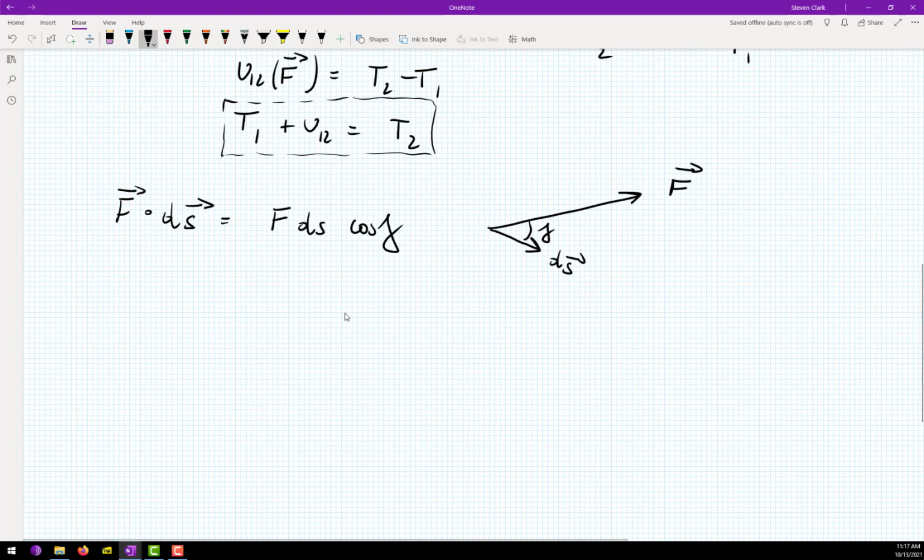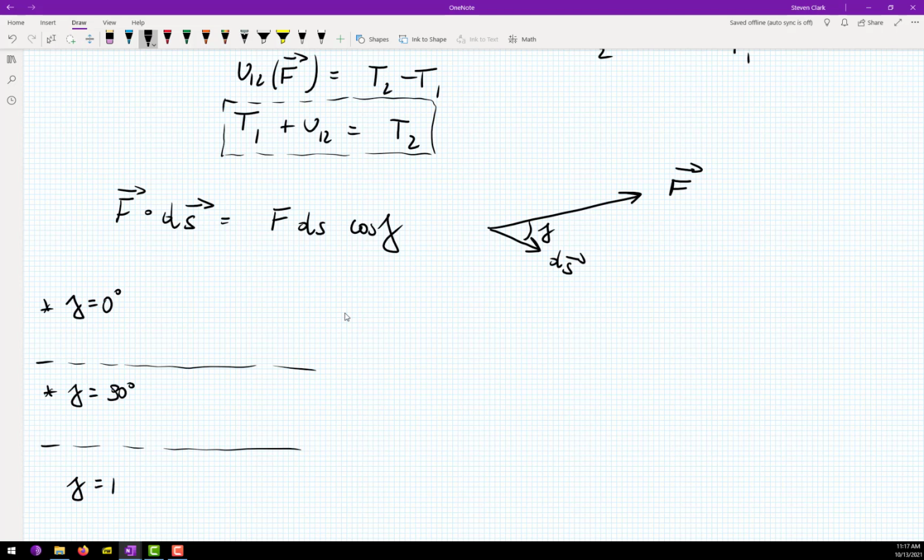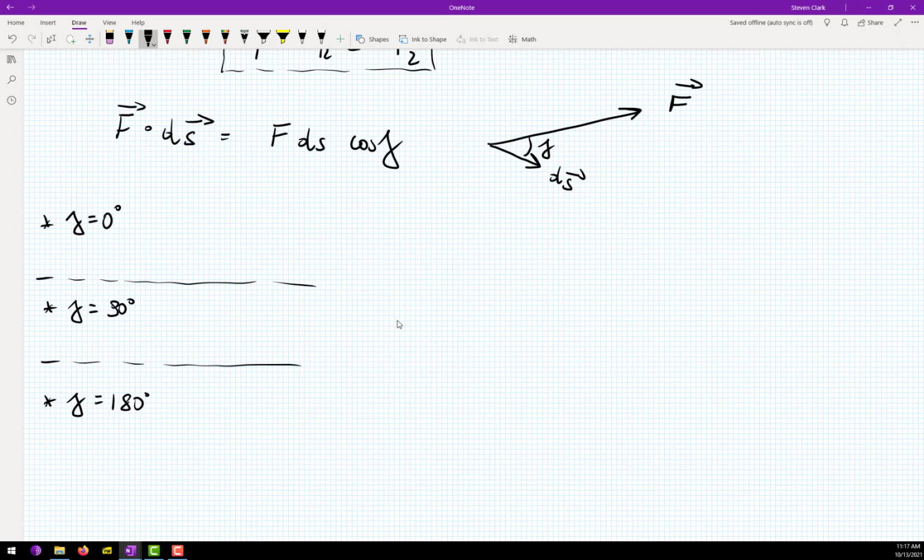Let's think for a second what will happen when gamma is equal to 0, what will happen when gamma is equal to 90 degrees, and what will happen if gamma is equal to 180 degrees. In the first case, F is pointing this way and ds is pointing the same way. In the second, ds is pointing this way and F is pointing that way. And in the last case, they have the same direction but opposite senses.